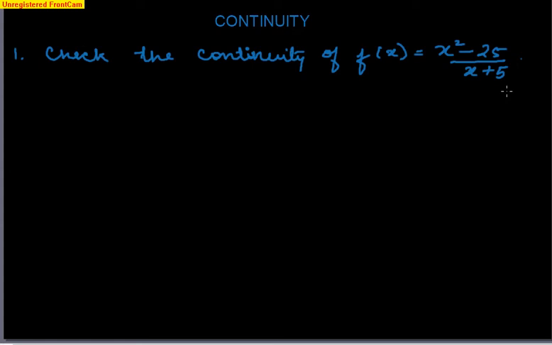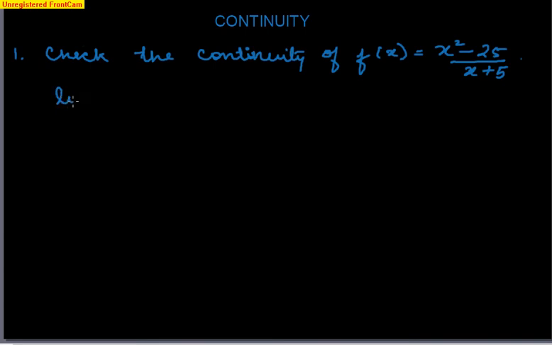In this segment, I'll be taking up a few questions related to continuity. My very first question, as you see on the screen, is: check the continuity of f(x) = (x square minus 25) upon (x plus 5). If you see the question, there is no point given to you to check the continuity.